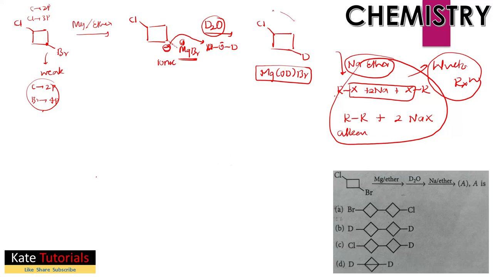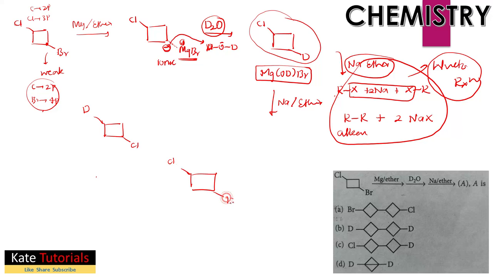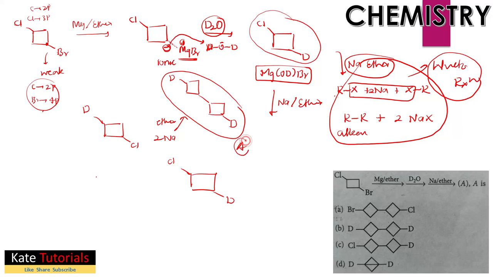See, here we have these two molecules. To that they are adding sodium in the presence of ether. Can I write the given molecule like this? Here let me write deuterium. Here I have chlorine. Similarly, I will write it like this. Here I have chlorine, here I have deuterium. I am adding sodium in the presence of the solvent ether. So what product should I get? I will get this product, right? Here one D and here one D. So this is my product A, which I have to find.